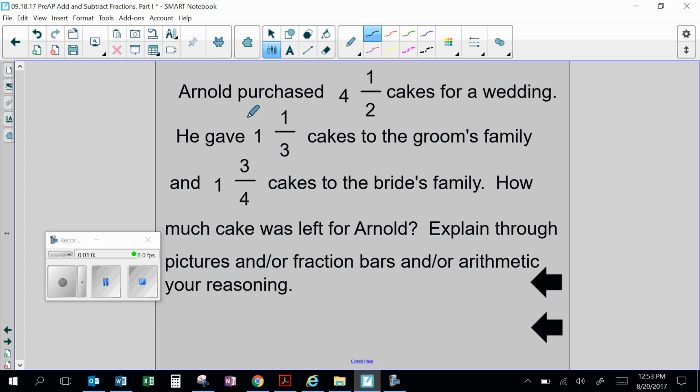Would you like to subtract or take away 1 1/3 from 4 1/2 and then get an answer, and then take away 1 3/4 from that answer? Or would you like to figure out how much he gave away in all, 1 1/3 and 1 3/4, and take away from the original quantity he started with, 4 1/2? I prefer the latter, the second way. I think it's faster and easier to work with.